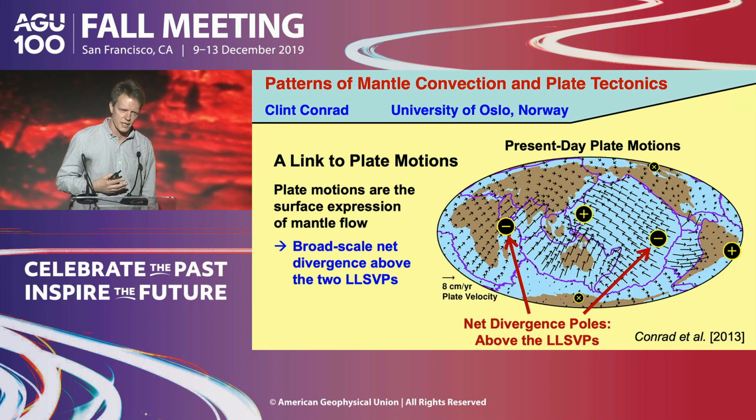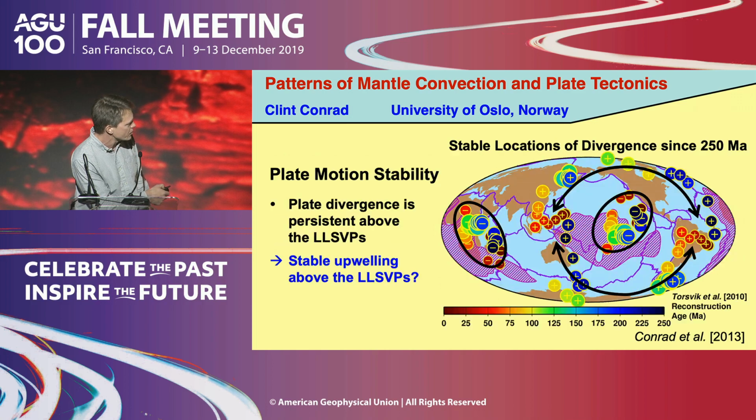Now what's really interesting is that we're using plate tectonics to infer the pattern of mantle flow beneath, at least on long scales, and we can do that in the past because we have tectonic reconstructions of past plate motions. So we can calculate those same poles, and what you find is that the divergence poles tend to lie over the two LSVPs, and they're stable there for at least the last 250 million years, for which we have plate tectonic reconstructions.